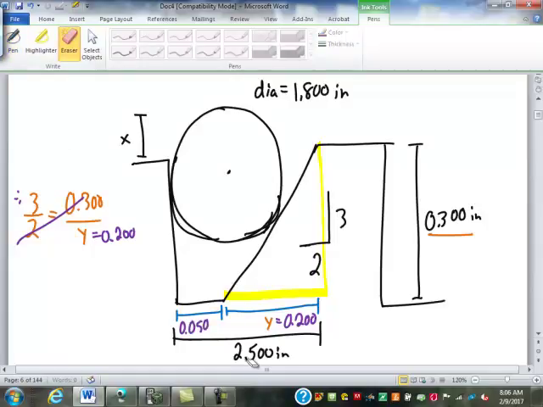Put my decimal point in the wrong spot. That should have been 2.5. Let me change that. It's 0.250. That's what I get for making up problems on the spot. That should be 0.250 there, not 2.5.